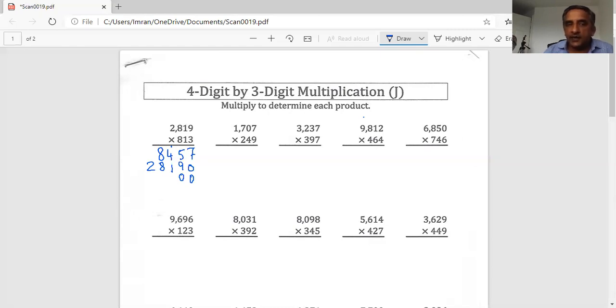Now we can start multiplying 8 with all of them. First of all, we multiply 8 with 9. 8 times 9 is 72. So we write 2 and 7 carry forward. Then 8 times 1 is 8 plus 7 is 15. So it's 5 and 1 carry forward. 8 times 8 is 64 plus 1 is 65. So we write 5 and 6 carry forward. Now 8 times 2 is 16. 16 plus 6 is 22. So we write 22.